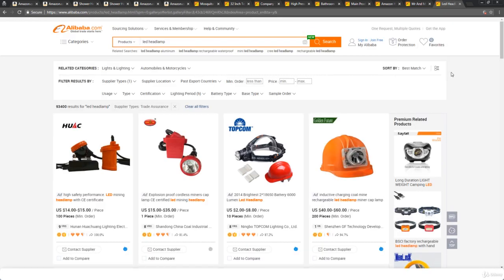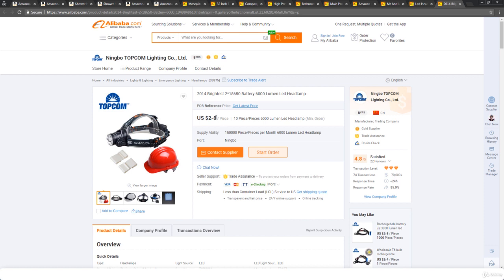So I did my search here. I've got my filter for trade assurance. This one here came up. This is the first one that came up. This is pretty much the same headlamp. Minimum 10 pieces, but for 10 pieces we might have to pay $8 a piece. Now that is a little bit high. We want to try and get a little bit lower than that.